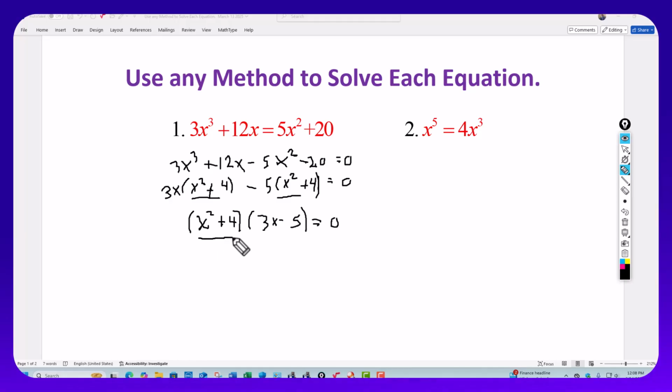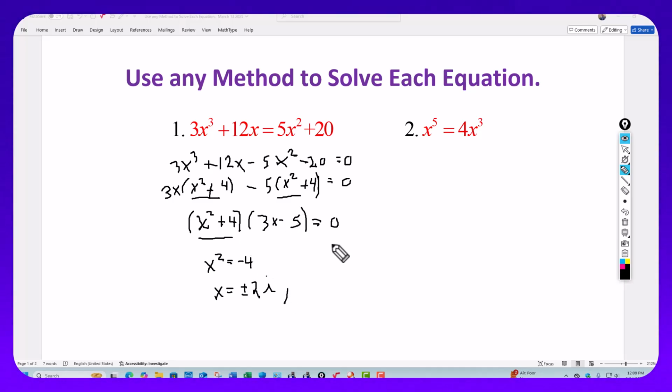So setting this equal to 0 and isolating the x squared, we have x squared is equal to negative 4. Take the square root of both sides, plus or minus the square root, and the square root of 4 is 2. And of course that'll leave me with the square root of a negative 1. That's going to be your i. So from that equation, we get two solutions, plus or minus 2i.